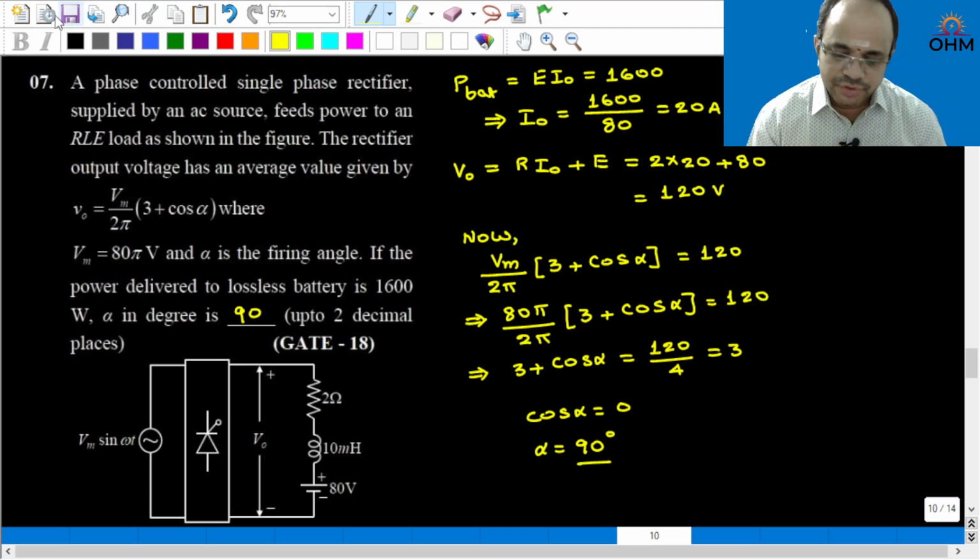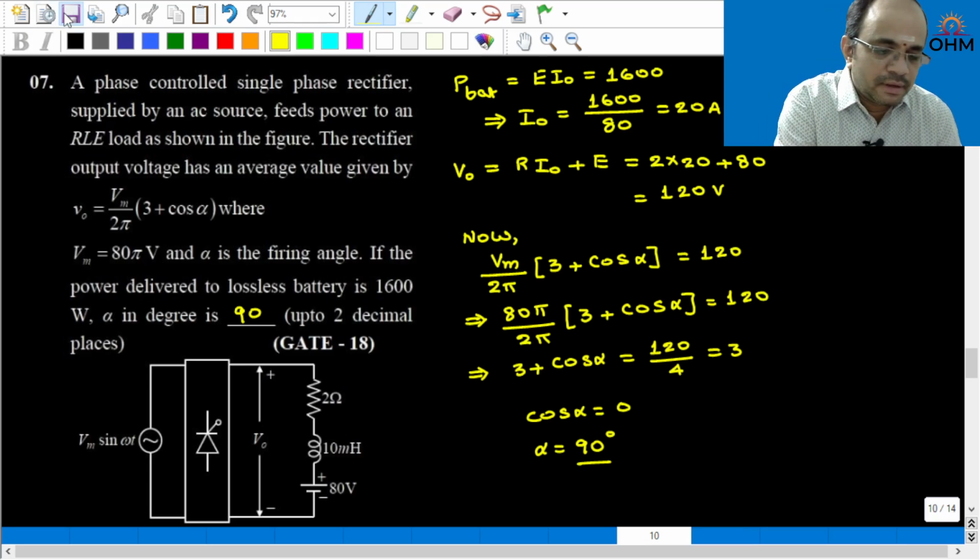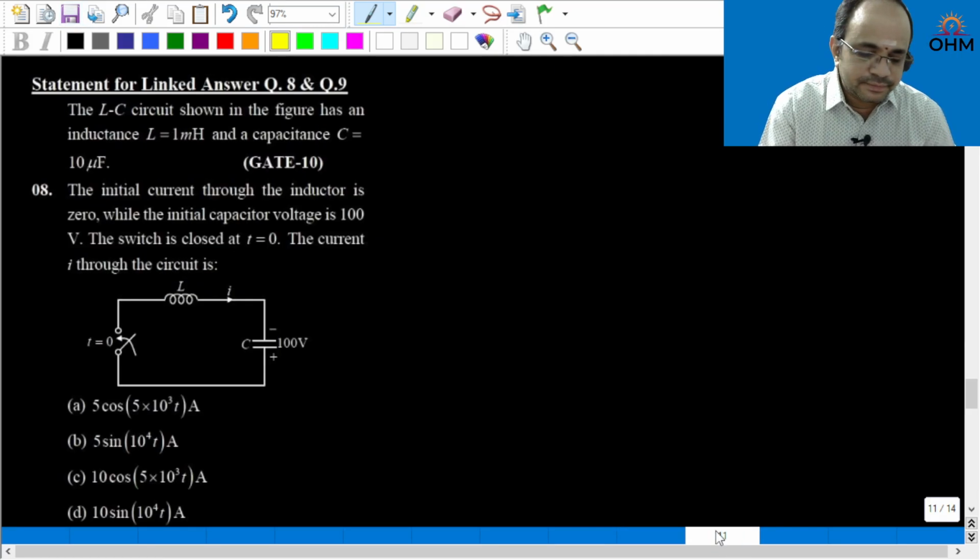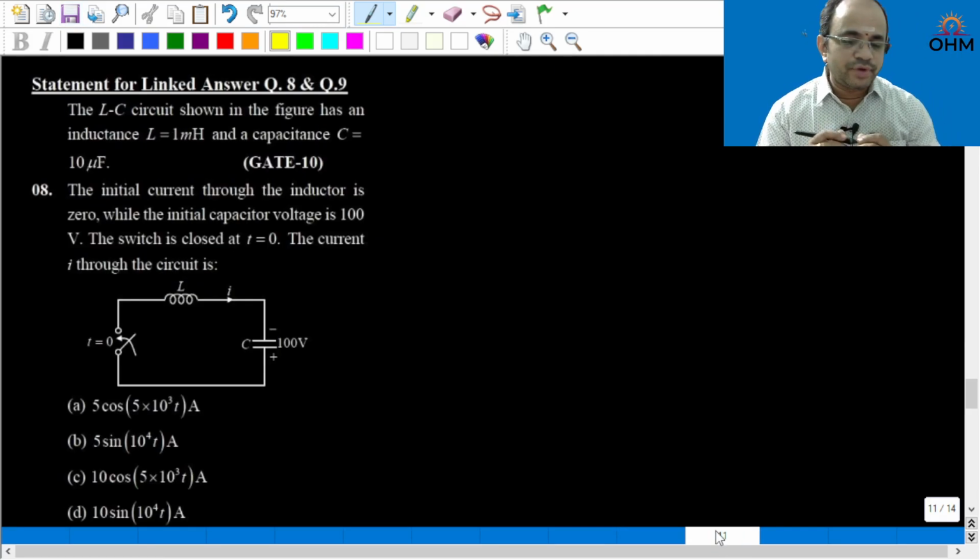See, GATE questions are not so much complicated questions, but you need to apply little bit analysis part. Okay, next one. Now this is also analysis oriented question. Now earlier at the time of 2010 there were questions called linked answer questions and common data questions. Of course these questions have been removed nowadays.